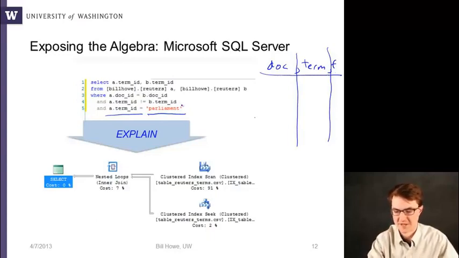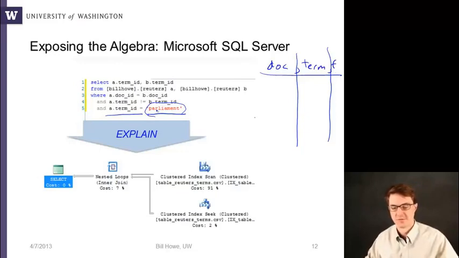So here what I've said is I'm looking for pairs of terms that co-occur in a single document, which is the previous query I was looking at. And now I've said, well, look, I don't want all pairs of terms. I only want terms that co-occur with the term parliament. So perhaps lawyer co-occurs with parliament frequently. So I'm looking for all the terms that co-occur in some document with parliament is what this query is expressing. Okay.